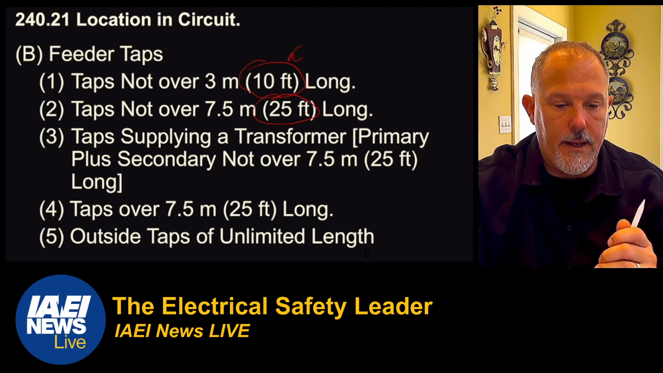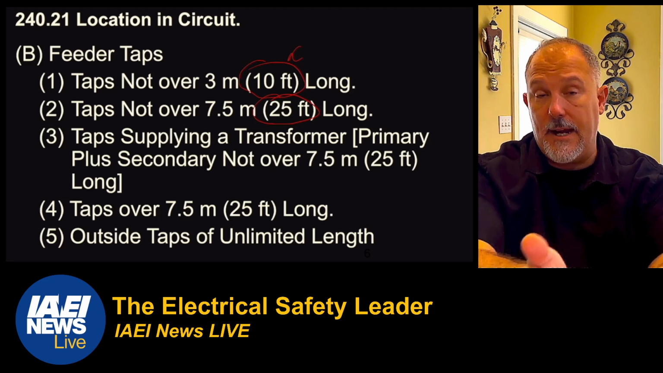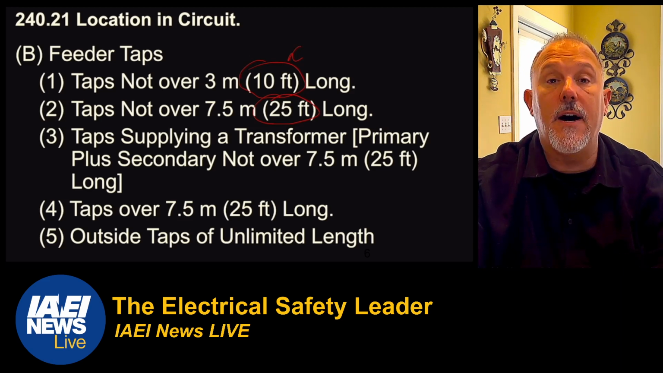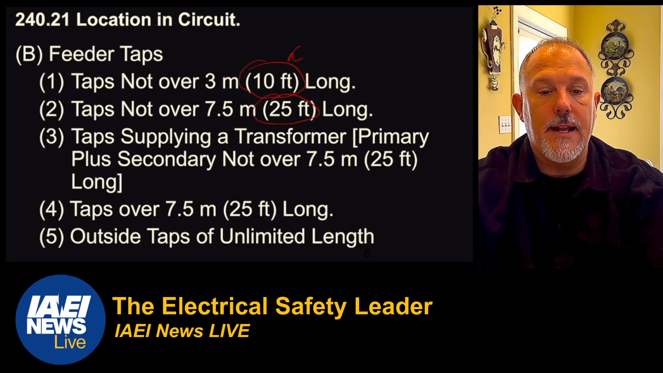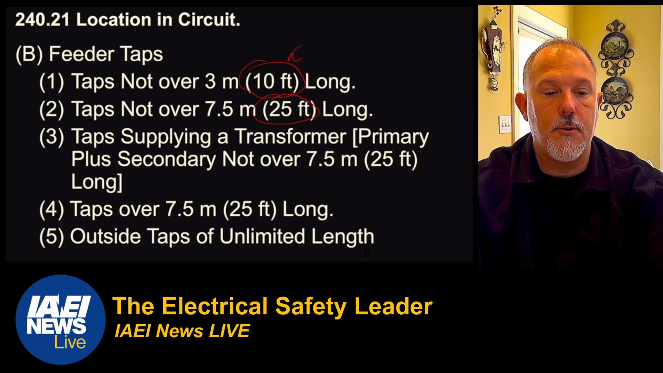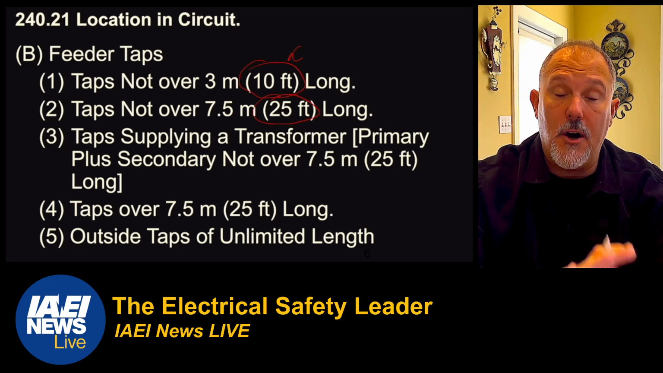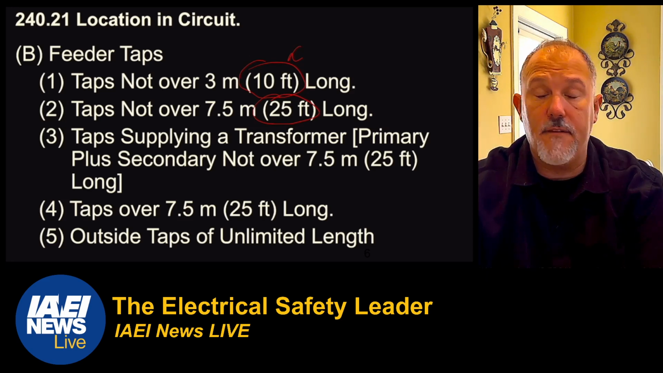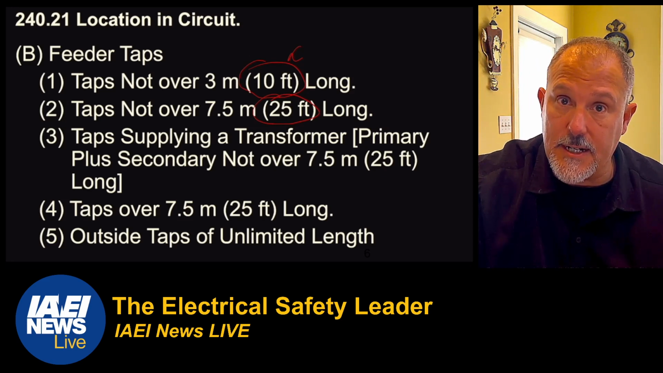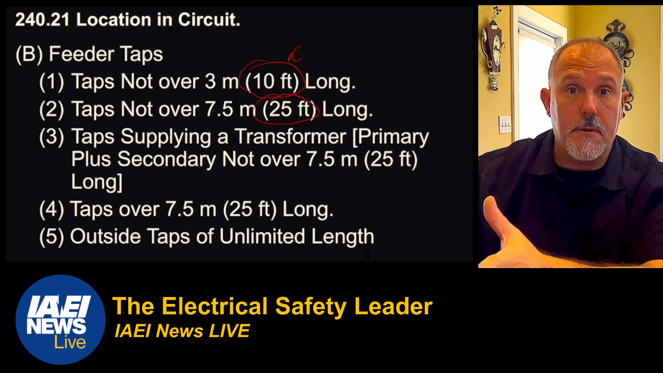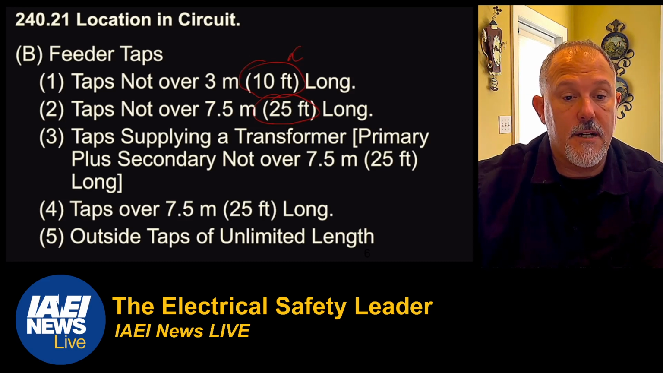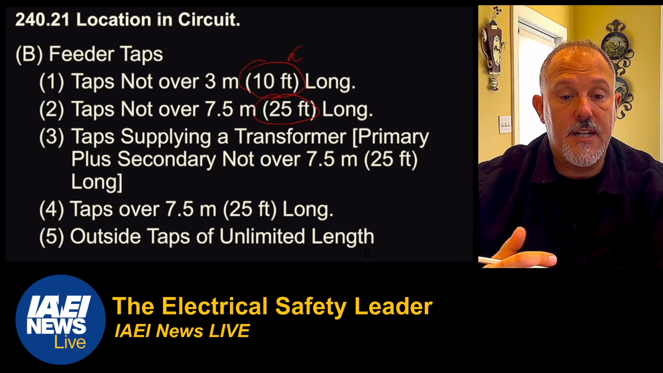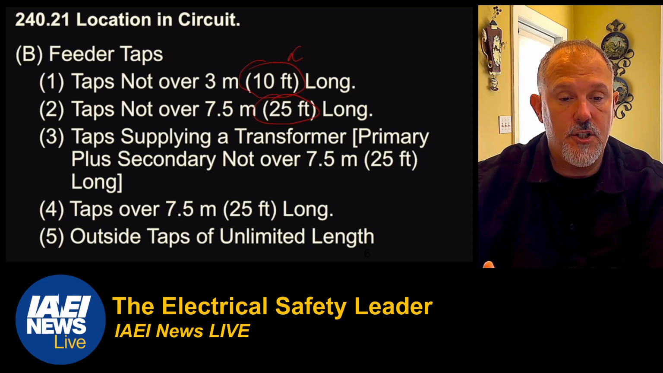In fact, item 5 is outside taps of unlimited length. Where the conductors are located outside of a building or structure, except at the point of load termination, and comply with all of the following conditions. There's 4 there, very similar to the transformer secondary conductors that we just talked about, which apply to this application. Located outside of a building or structure, which these tap conductors do. The tap conductors are protected from physical damage, which is true.